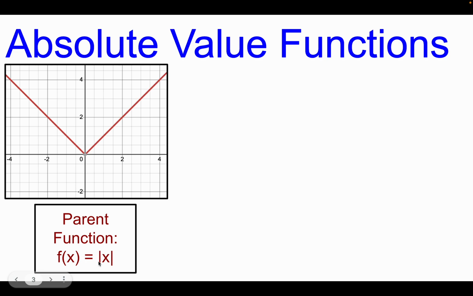Remember that the absolute value means the distance of a number from 0 on the number line. So if you take the absolute value of -4, that equals +4. And if you take the absolute value of +4, that also equals +4. So you can kind of think of the absolute value as the positive value of a number.